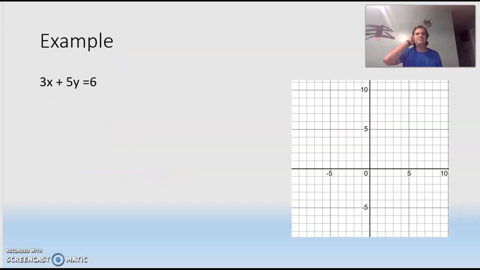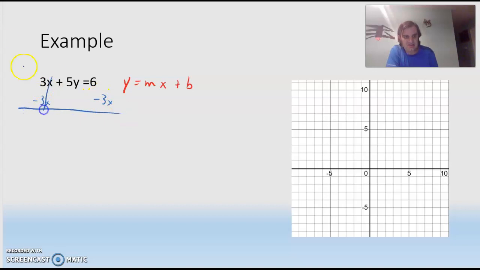Second example here, 3x plus 5y equals 6. Now keep in mind, we want this thing to be in y equals mx plus b form. So that means we need to get the y by itself. So I'm going to subtract 3x from both sides. And I may rearrange it a little bit. But that will give me 5y equals negative 3x plus 6. And I'm going to divide by the 5 everywhere.